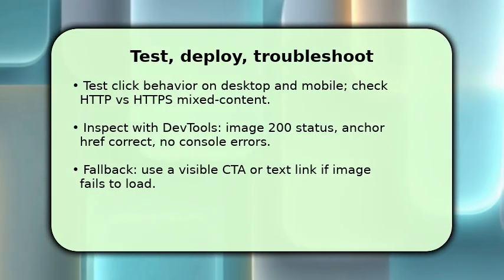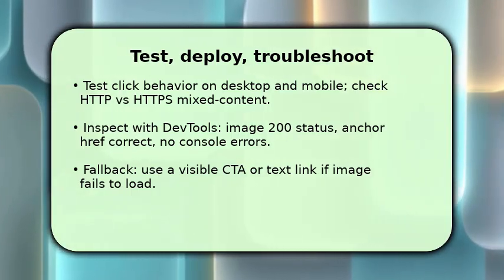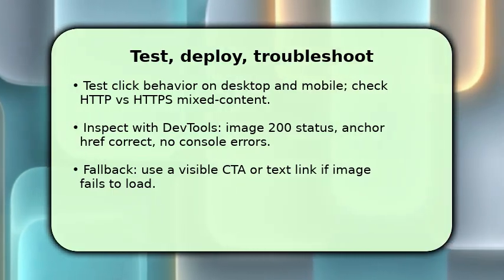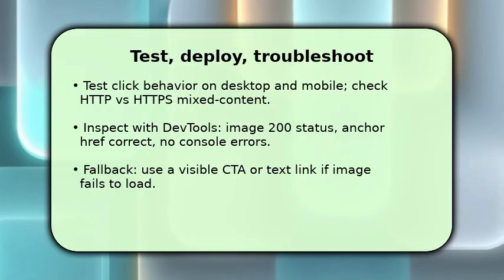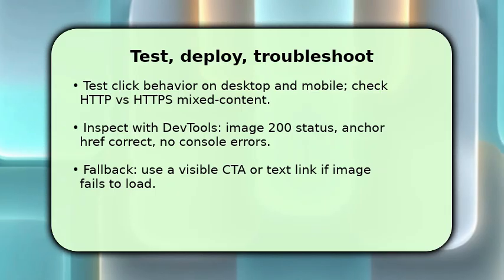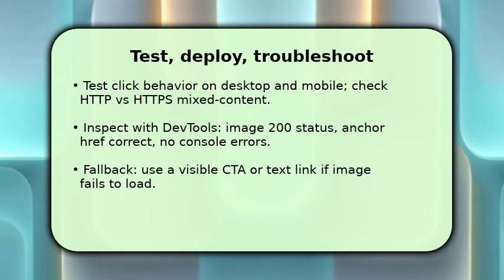is HTTPS. Use DevTools to ensure the image returns 200 and the anchor href is correct, and fix any console errors. If the image doesn't load, provide a visible fallback CTA or plain text link. Key troubleshooting tip: if the link fails, check CORS and server headers first, since those often block images or redirects.